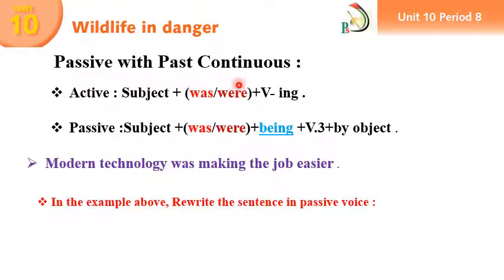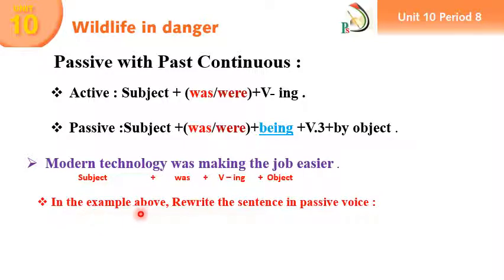Passive with past continuous. Active: subject plus was or were plus verb-ing. Was if the subject is singular, were if the subject is plural. Passive: subject plus was or were plus being plus verb 3 plus by object. For example, modern technology was making the job easier. Modern technology, subject singular. We added was plus making, verb-ing, the job easier.